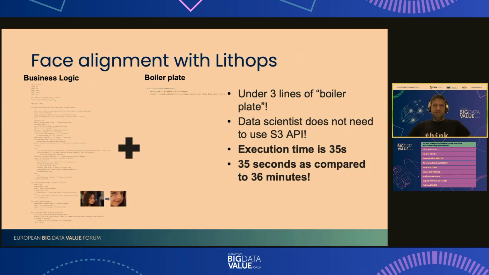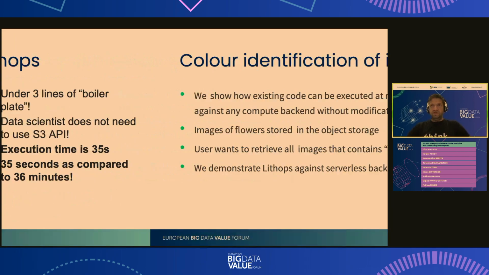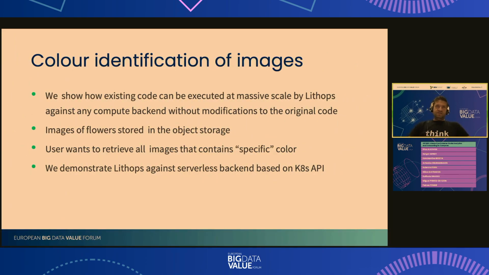Now, if I use exactly the same business logic with Lithops, it will be 3 lines of code. Because I take Lithops, I point it to my object storage URL, my bucket, and I just tell Lithops, okay, execute my business logic, and that's it. And then it will be deployed and executed in the cloud automatically, and I don't need to worry about VMs or where to run this code, and so on. So this is an interesting example I wanted to show you, color identification of images.